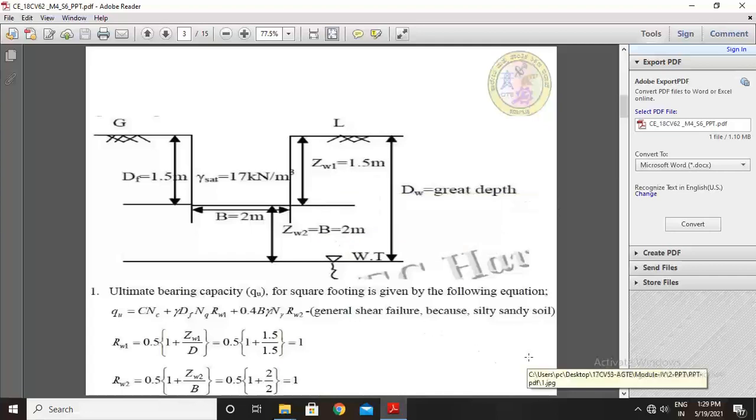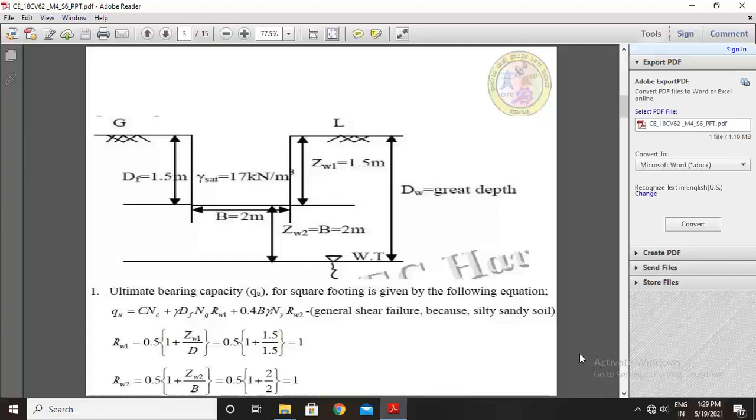Okay. Step 1. Ultimate bearing capacity for square footing is given by the following equation: QU equal to C NC plus gamma DF NQ RW1 plus 0.4 times B gamma N gamma into RW2. So this is the general shear failure because silty sandy soils. This equation is based on general shear failure. Okay.